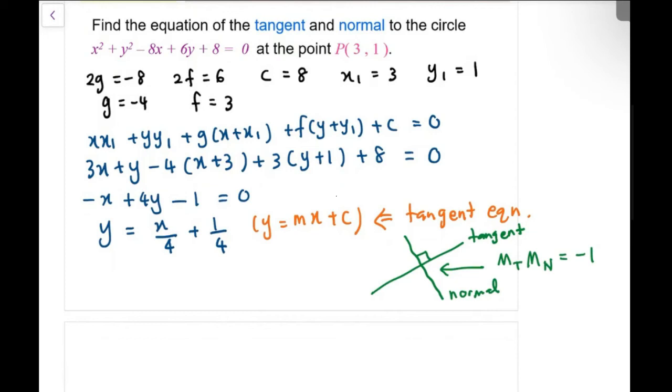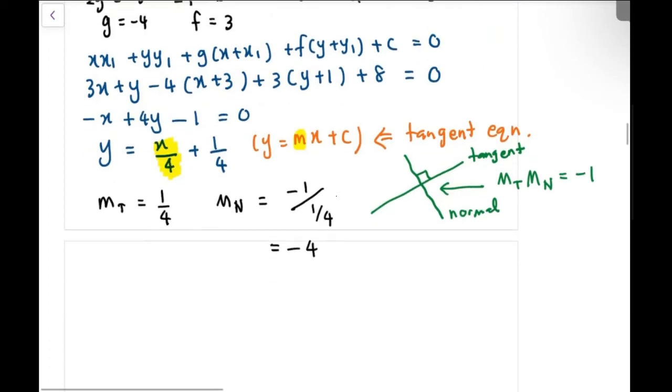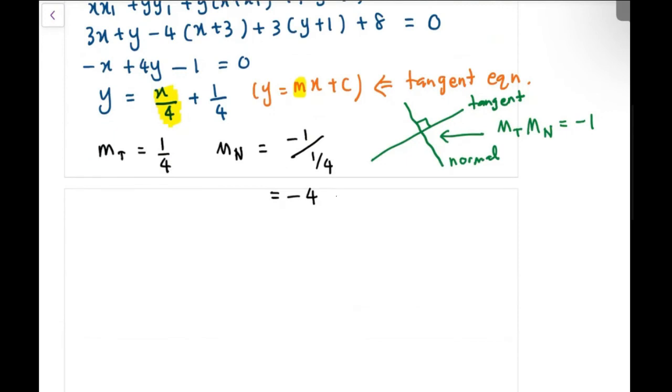This means that in order to find the normal equation, we have to obtain the tangent part first. That's why before I rearranged our tangent equation in the form of y equal to mx plus c, so that straight away we obtain our gradient for the tangent equation. So here, our gradient for tangent would be 1 over 4. Now, our gradient of normal would be negative 1 divided by the gradient of the tangent, so we would have negative 4 as the gradient of normal. After that, in order to find the equation of normal, you just have to substitute into the formula of a straight line.